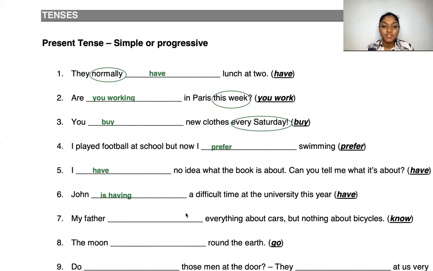So John is having a difficult time at the university this year. This year.